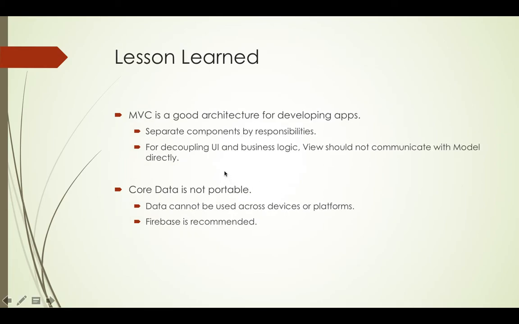Now, the actual lessons I learned from making this app. The first one is MVC. It is a suitable architecture for developing apps because by separating components by responsibility, it makes the app more scalable. And also, it is not a good idea to let the view communicate with the model directly. The second lesson I learned is that core data is not portable. What I mean is that we cannot make a desktop app or web app that uses the same data because core data is local to the device. So the recommendation is to use Firebase.